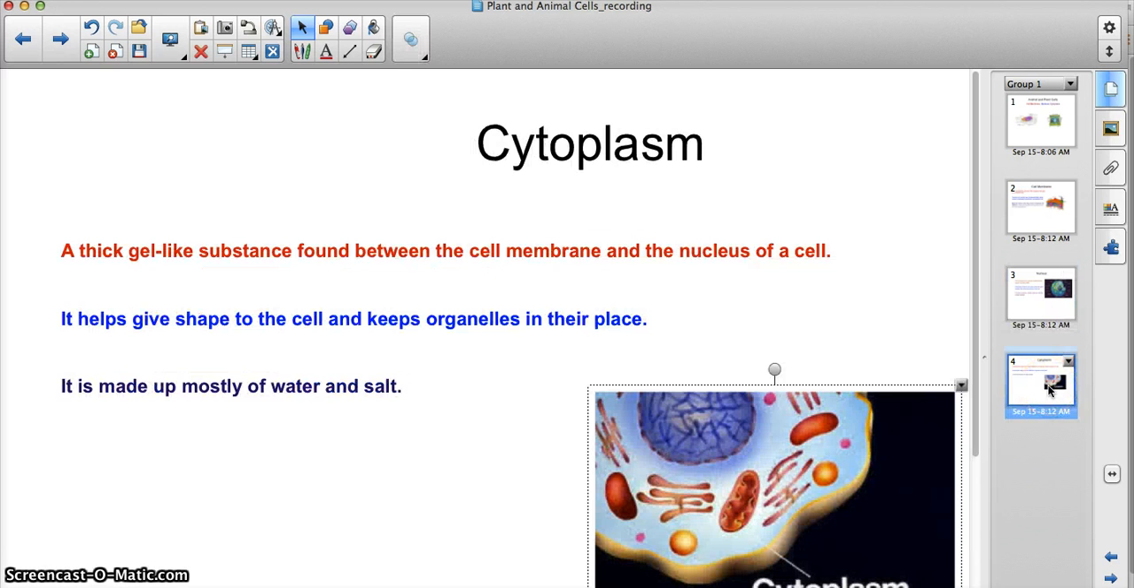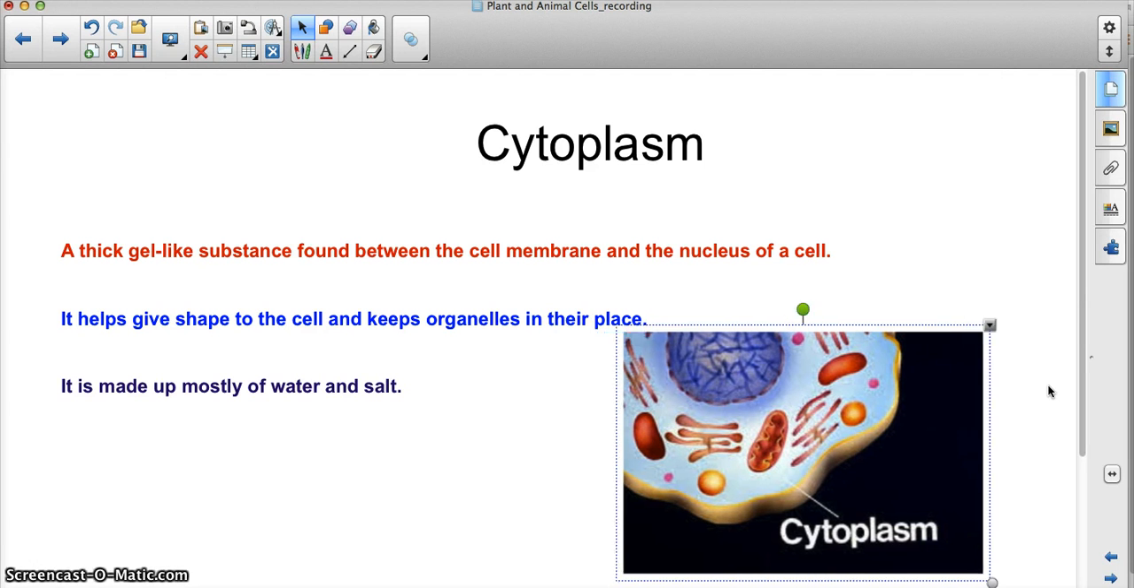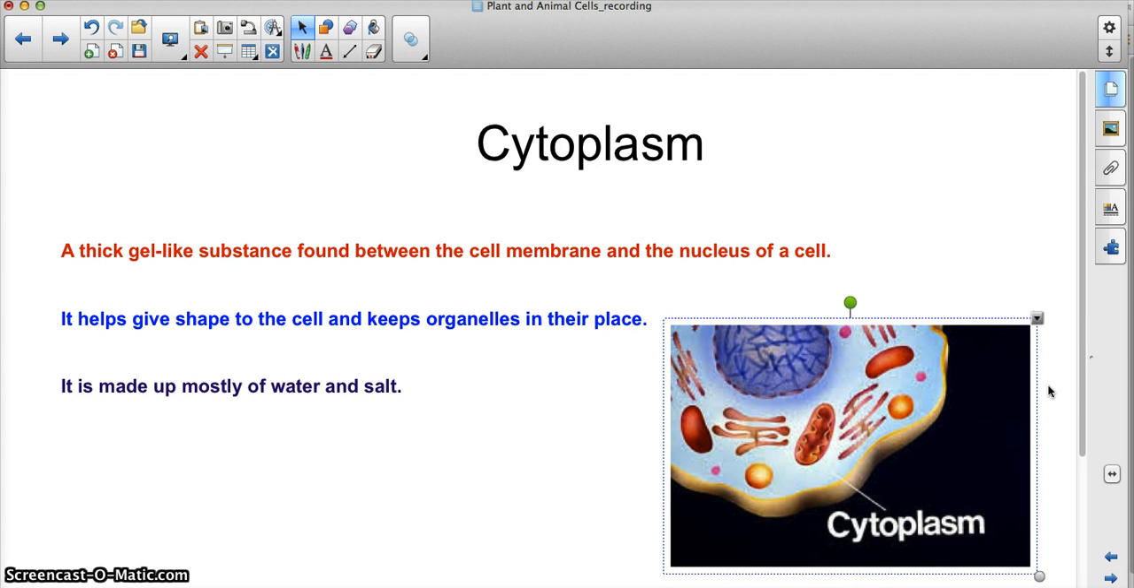The last one that is a must-know is cytoplasm. It's going to be that thick gel-like substance that's between the cell membrane and the nucleus. So what that means is, when you did your egg experiment, where the white part of an egg would be, that would be like the cytoplasm. And inside that cytoplasm is where all the organelles are. So again, it's basically a thick substance that's going to be between the nucleus and the cell membrane. It also helps give shape to the cells and keep those organelles in place.